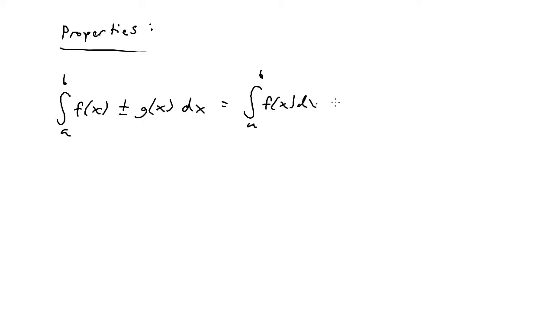Now for the next property, let's say you have the integral from a to b of one function f of x plus or minus another function g of x times dx. This is very similar to the sum and difference rule for derivatives, where if you do have a plus or minus here splitting two different functions, you can take the integral of each individual function. So we can split it up into the integral from a to b of f of x dx plus or minus another integral from a to b of g of x dx, the other function.